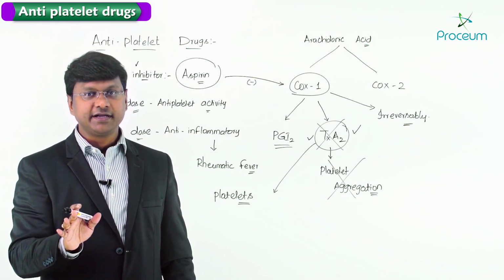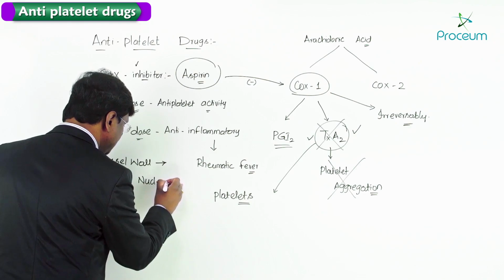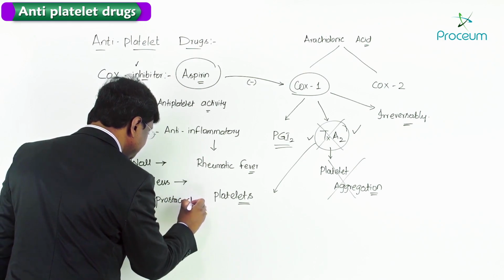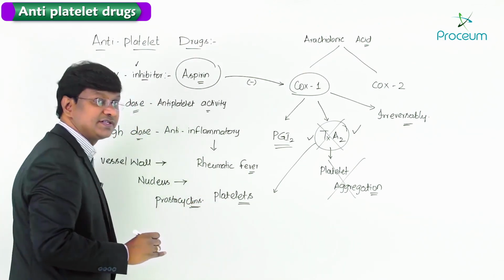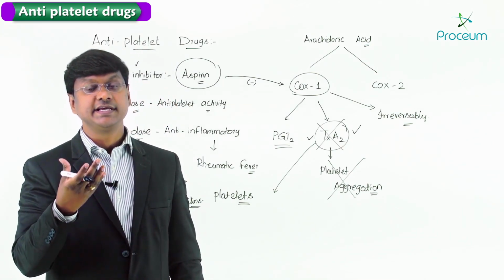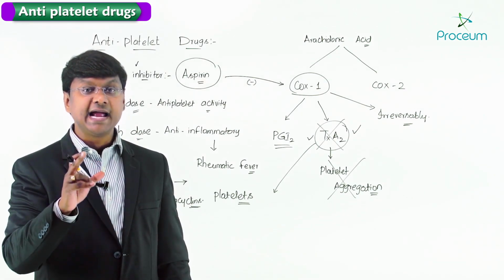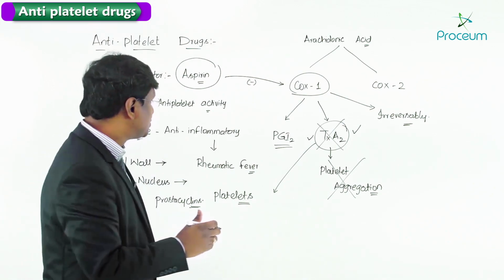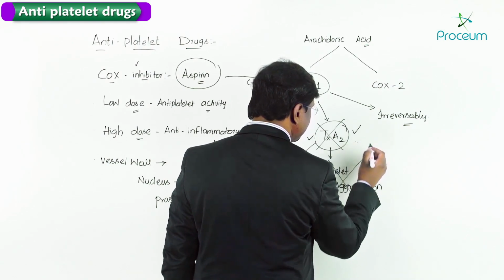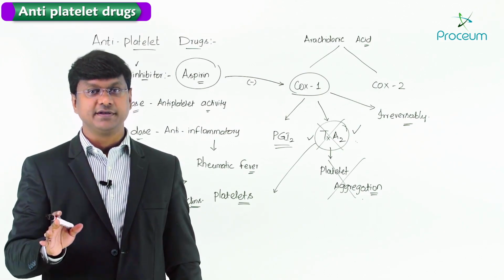So what is the net effect now? The vessel wall contains the nucleus, so it can resume the synthesis of prostacyclins. The net effect is the inhibition of thromboxane A2 synthesis by the aspirin, leading to an anti-aggregatory effect. So thromboxane A2 synthesis does not occur, and once it does not occur, there is no platelet aggregation. That will be the net effect of the aspirin.